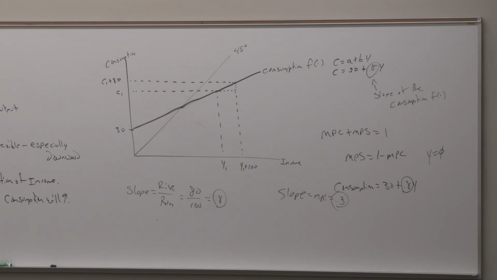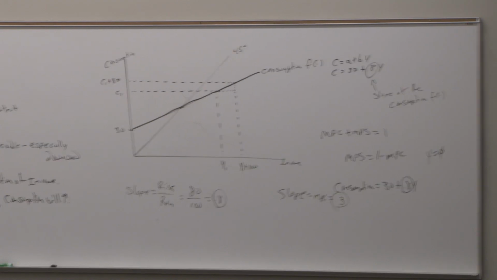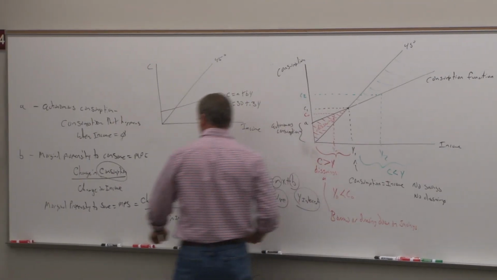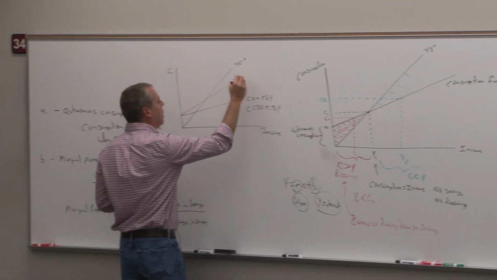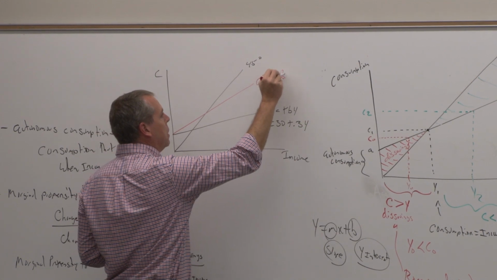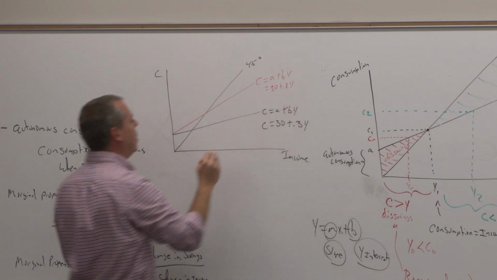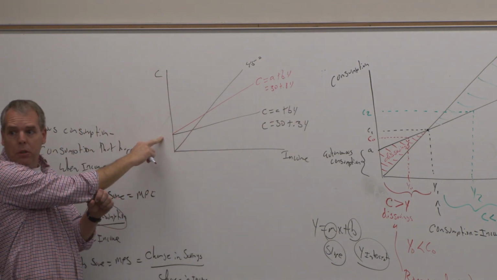So here would be income. Here would be consumption. Here's our 45-degree line. Consumption is equal to 0.3. And like I said, you could have it be 0.8. It can be anything. It could be the same autonomous level of consumption.